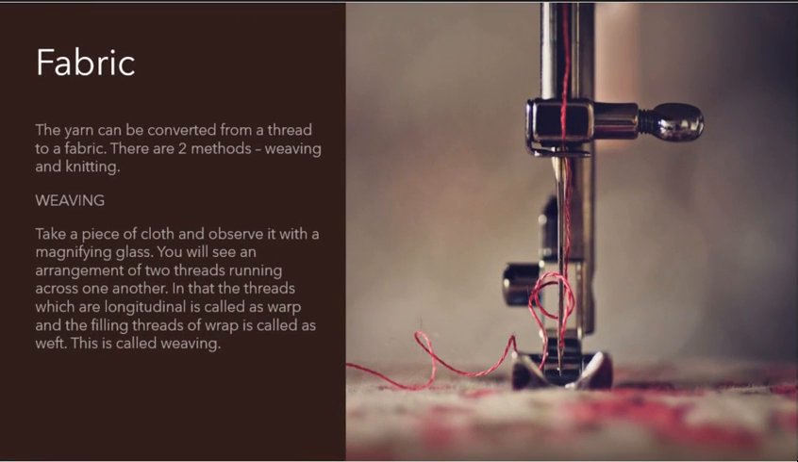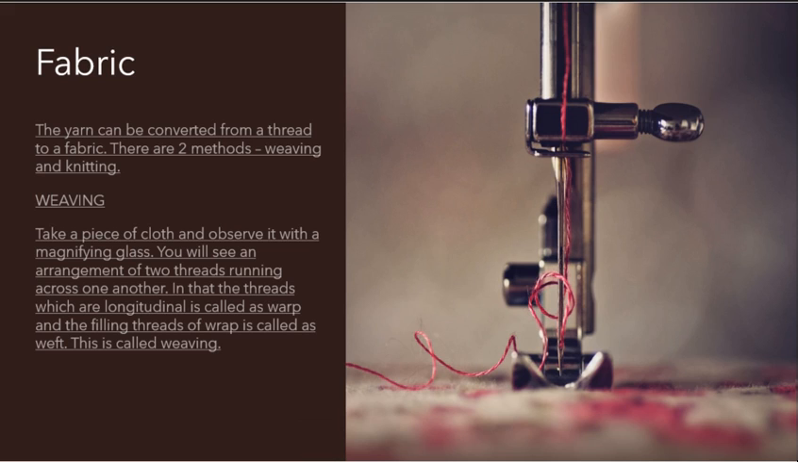Fabric. The yarn can be converted from a thread into a fabric. There are two methods to convert a yarn to a fabric: weaving and knitting. Weaving. Take a piece of cloth and observe it with a magnifying glass. You will see an arrangement of two threads running across one another. In that, the threads which are longitudinal are called warp and the filling threads are called weft. This is called weaving.